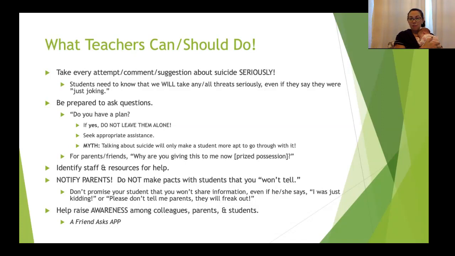If they say they have a plan, do not leave them alone. You are in a school. You're supposed to be teaching, but a student just said, yes, I'm thinking about shooting myself. I know where my dad keeps his gun. Call the office, ask for somebody to come cover your class, walk the student down to the school counselor, or call the school counselor or the school psychologist and say, can you come to my room?